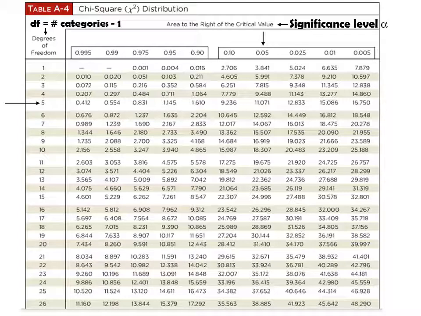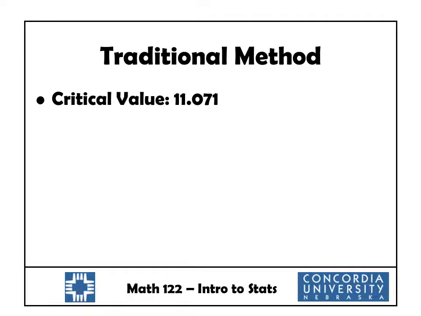So we go to that row and that column to get our critical value of 11.071. So that's our critical value, 11.071. Okay. Now our chi-squared value is 6.8, which is definitely less than the critical value, and so we do not reject the null hypothesis.